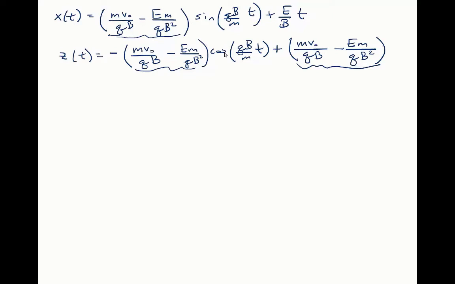Okay, so the x direction has an oscillation because it has a sine, and it also has a constant increase. So it's moving back and forth, but also moving to the right generally. Whereas z is moving up and down, if your axes are something like this.